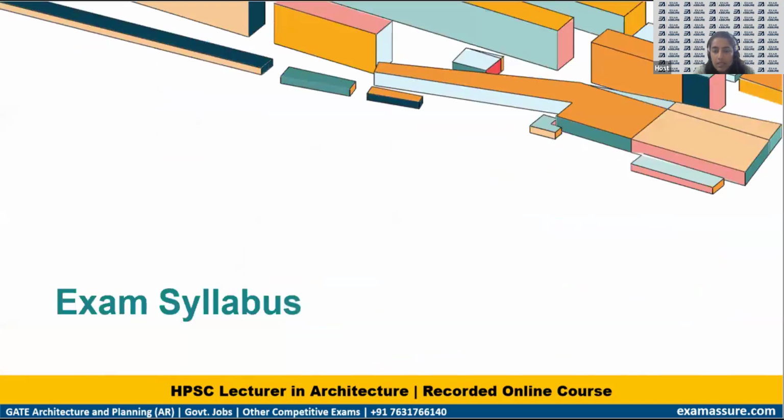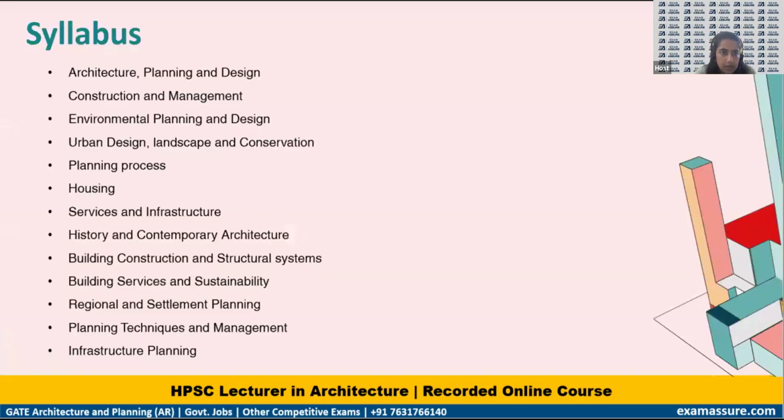Now coming to the exam syllabus. If you look at the exam syllabus, it's a vast syllabus, very similar to your GATE Architecture. What all have they given? Architecture, planning, design, construction management, environment, urban design, landscape conservation, planning process, housing, services, infrastructure, history, building construction, structures, services, sustainability, your regional planning, urban planning, planning techniques and management, and infrastructure planning.